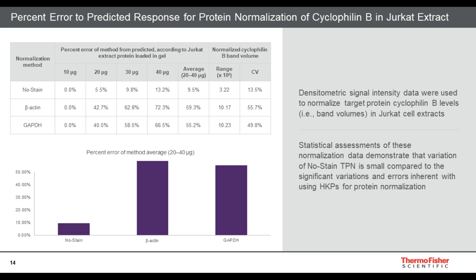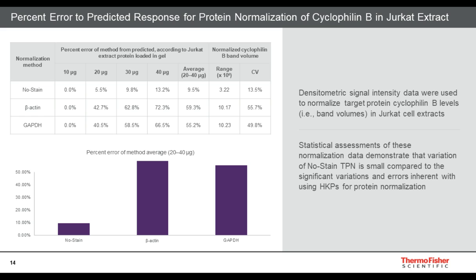Now, the percent error plot again demonstrates that normalization of cyclophilin B with no-stain provides accurate results compared to beta-actin and GAPDH, which get saturated with increasing protein loads and result in erroneous quantification of cyclophilin B. Just looking at the values, the no-stain percent error value is slightly higher here, 13.5%. So it's the first time we have seen no-stain in the double-digit territory, if you will.